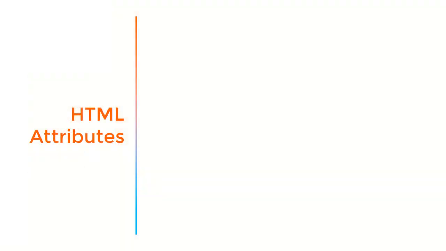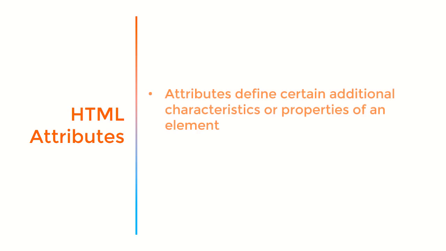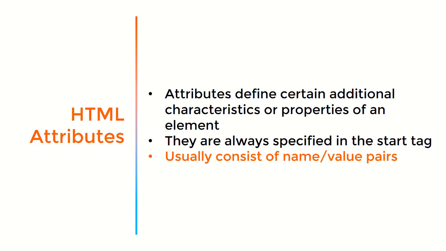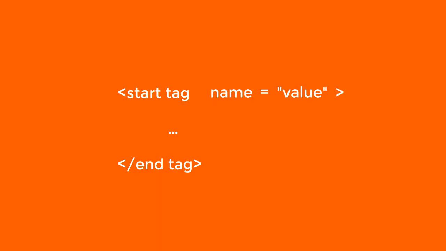In order to define certain additional characteristics or properties of an element, such as width and height of an image, we need attributes. Attributes are additional values that configure the elements or adjust their behavior in various ways to meet the criteria the users want. Attributes are always specified in the start tag and usually consist of name-value pairs like this.